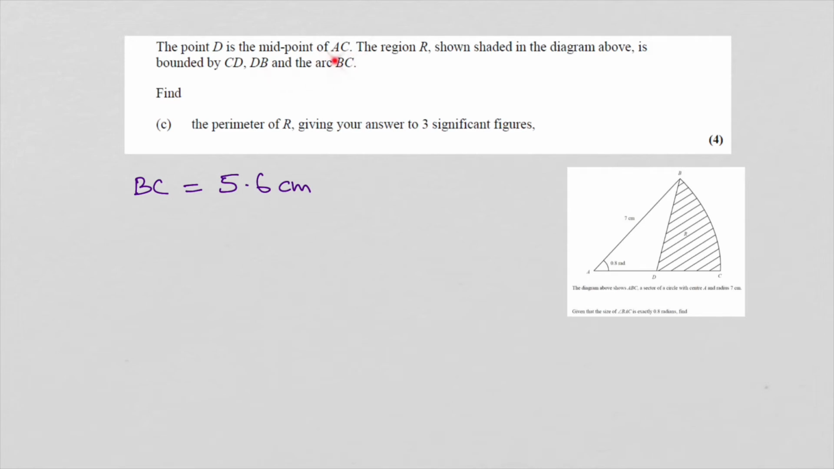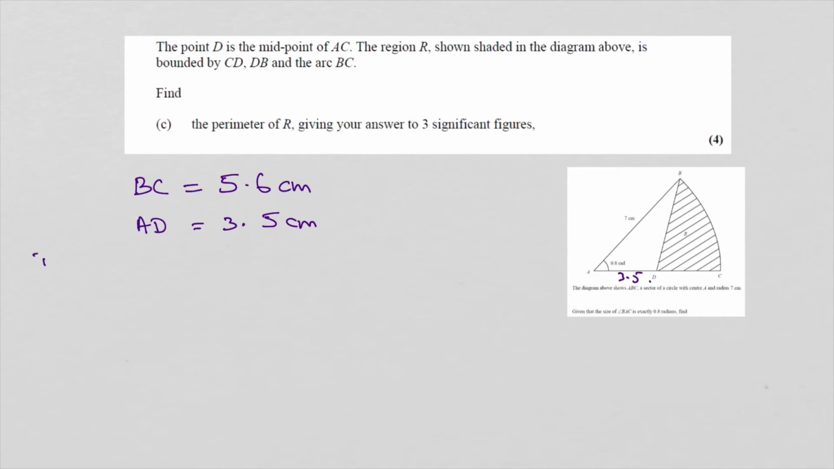As you can see, AB is 7 and AC is also 7, because these are the radii that form the arc of a sector. Therefore, AD must be 3.5 centimeters. Now we've got 3.5 and we've got this angle here. So what we need to do is use this angle and use the cosine rule to find DB.